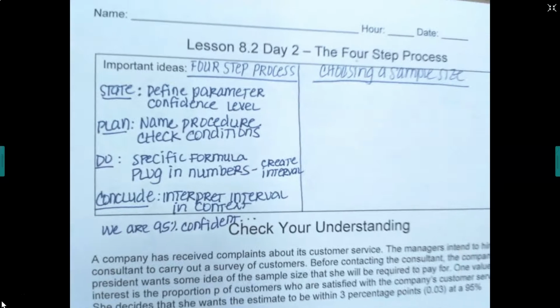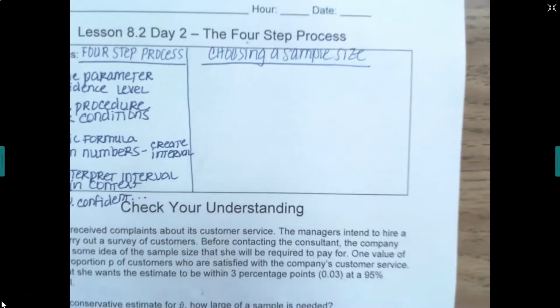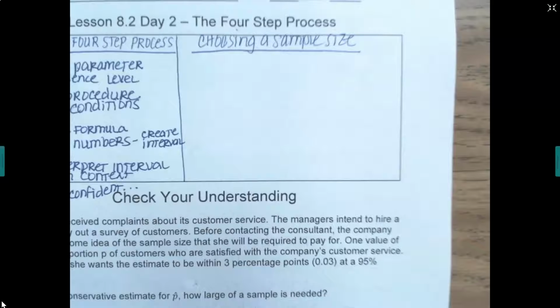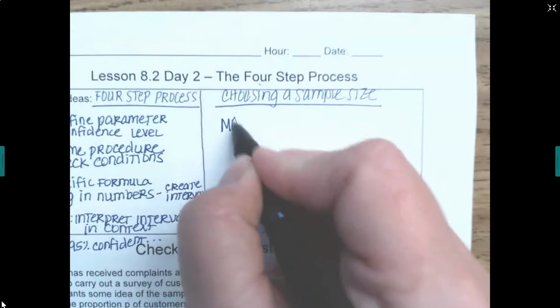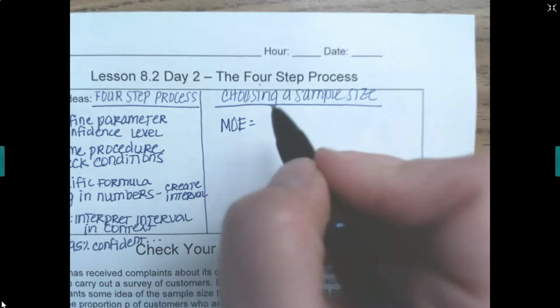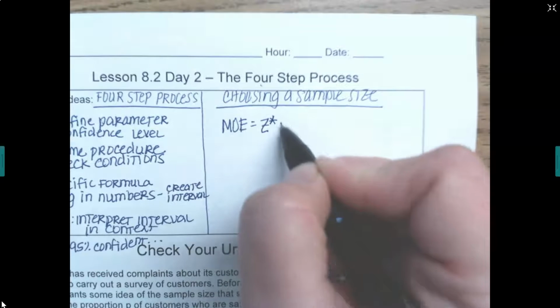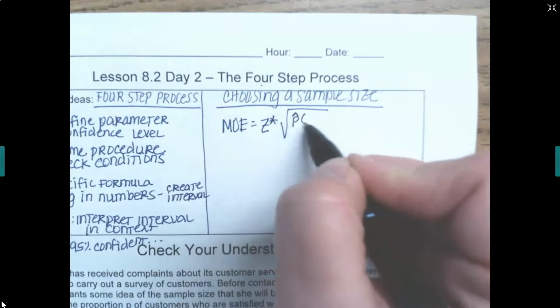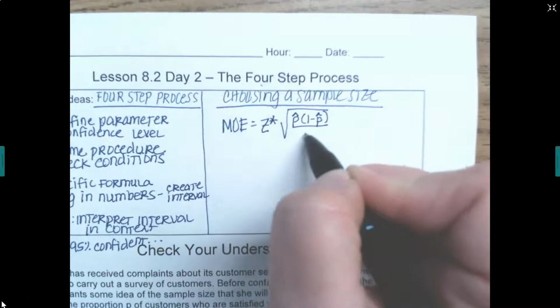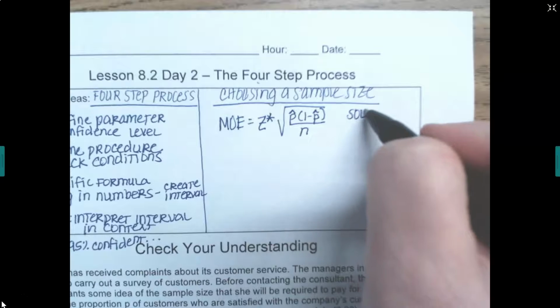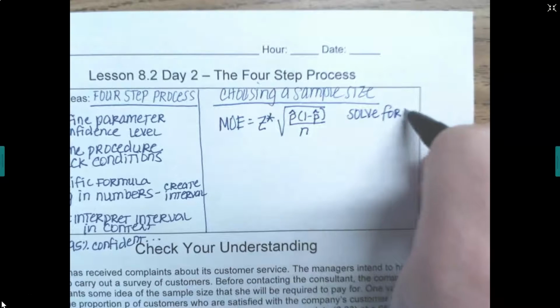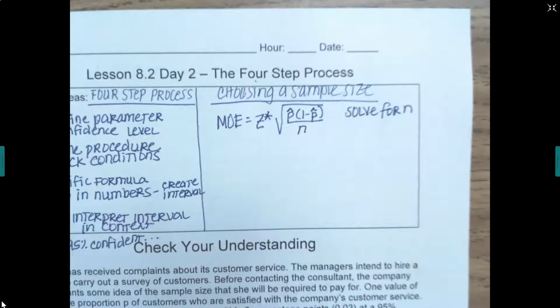Now, a new piece of information that I want you to have is how do you choose a sample size? So before you've collected data, how do they know how big of a sample size to get? So when choosing a sample size, where sample size comes in is in your margin of error formula, because you have z star times the standard error. Okay, so this is where we have sample size, and you're going to end up solving for n. So I've got to do some algebra in there.